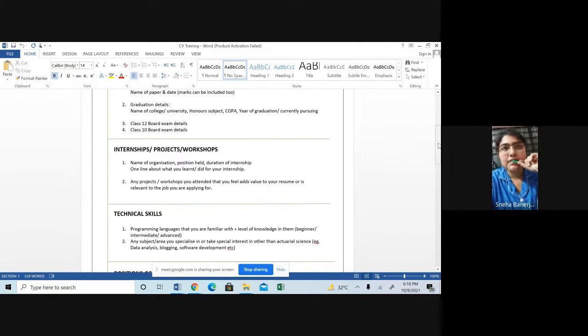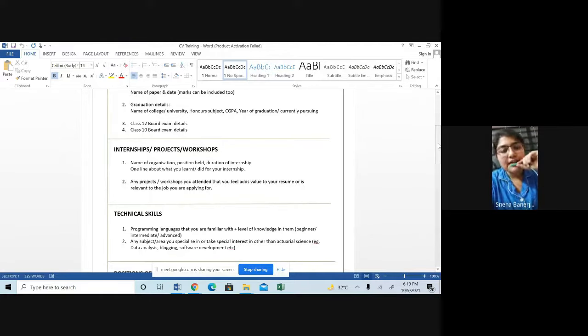So if you're mentioning projects, workshops, or even internship experiences, just be very sure that you're 100% confident about what you learned, because in the interview rounds, they are going to ask you in detail. You must understand that this is a differentiating factor. Everybody's gone to college and done their graduation, but the projects and workshops that you've attended or internships that you have done, that is what gives you your additional experience. That is what sets you apart.